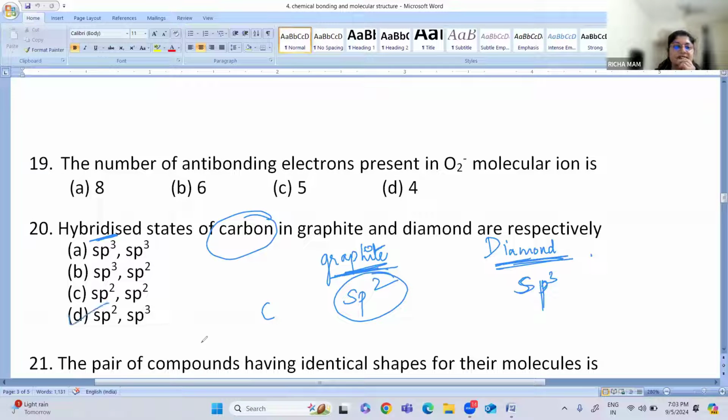So option number D is the answer: sp2 and sp3. Graphite is sp2 hybridized and diamond is sp3 hybridized. Remember this, don't forget.